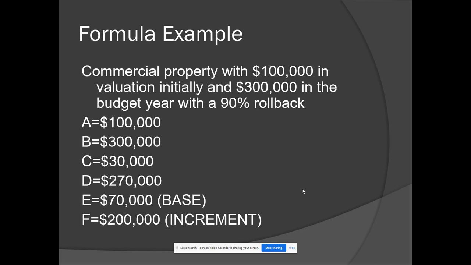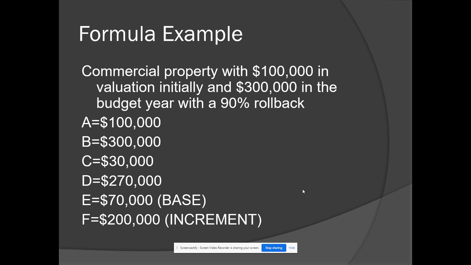Say you have commercial property. You have a TIF. It was commercial property. In the frozen base year, there was a valuation of $100,000, initially, say, way back when this TIF was created, there was $100,000 in frozen base. Now, say 5 years later, there's now $300,000, again, 100% value in this particular TIF. And it's commercial, so there's a 90% rollback.